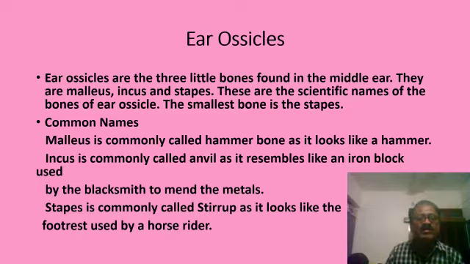Now the common names of these three little bones. Malleus is also commonly called hammer bone, as it looks like a hammer. Incus is called anvil, as it resembles an iron block used by the blacksmith to mend metals. And stapes is called stirrup, as it looks like the footrest used by a horse rider.